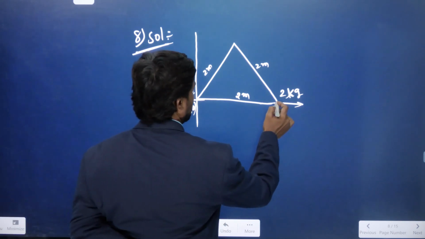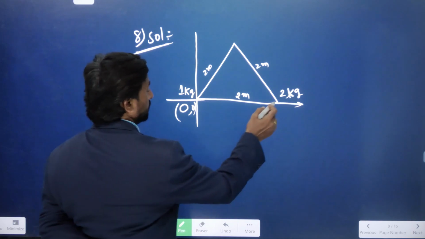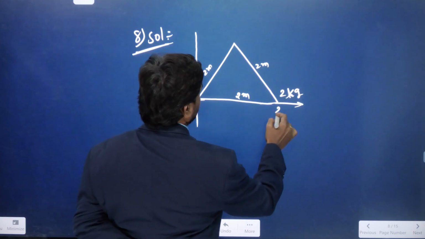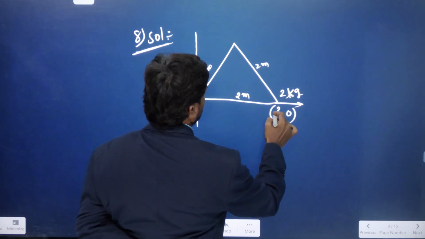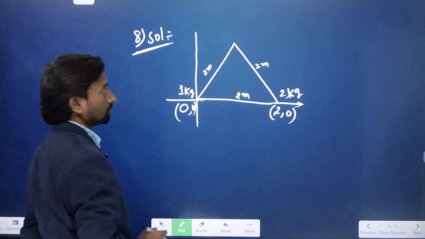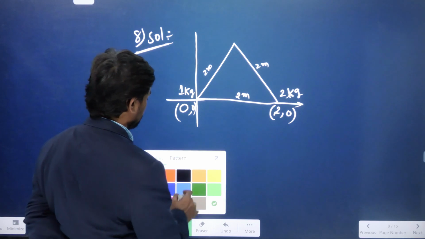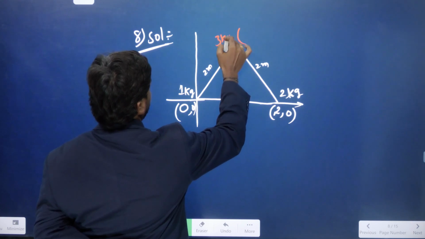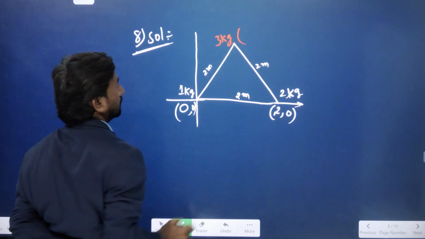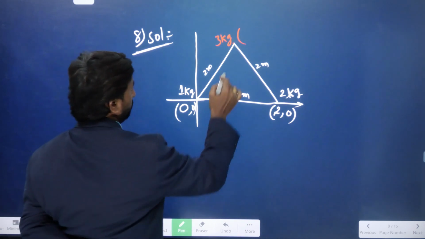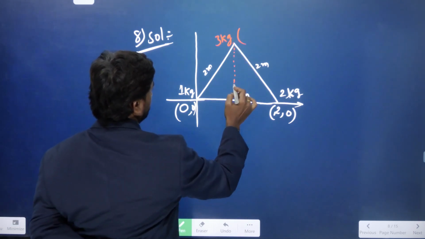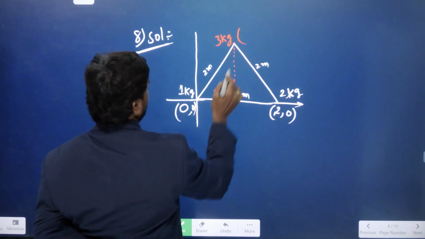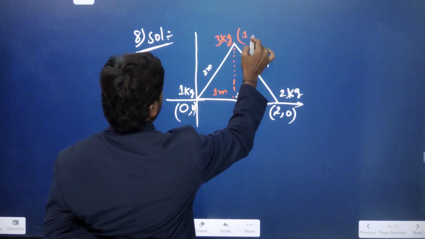Now at this point, the 2 kg mass is at a distance of 2 meters on the x-axis, so we can write 2, 0. The x coordinate is 2 and the y coordinate is 0. Now here, the 3 kg mass is at the vertex, in the xy plane. For that, the coordinates: this is 1 meter from the origin, no? So the x coordinate is 1 meter, comma.